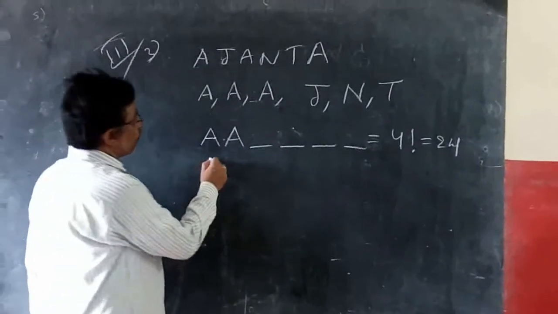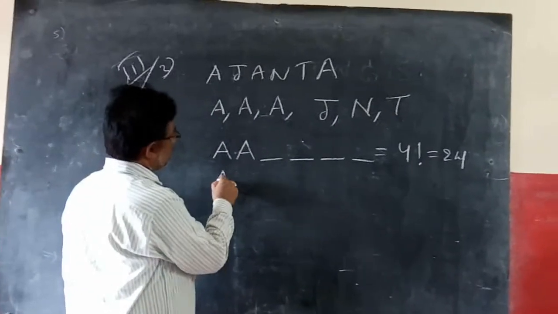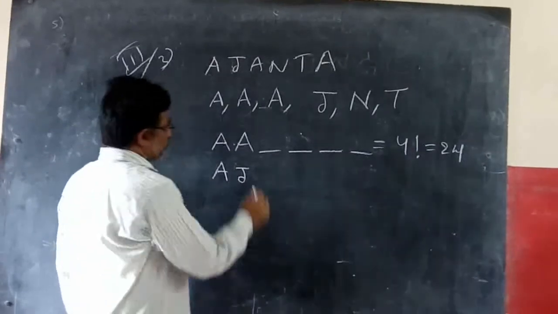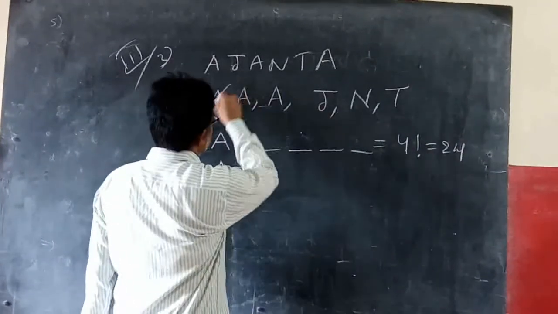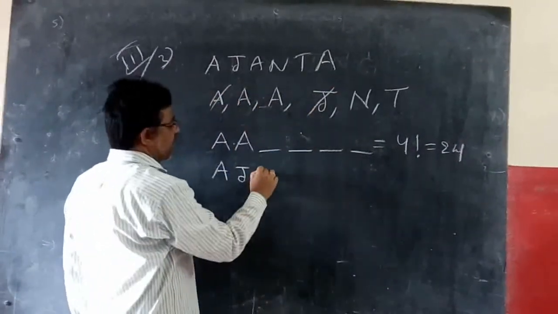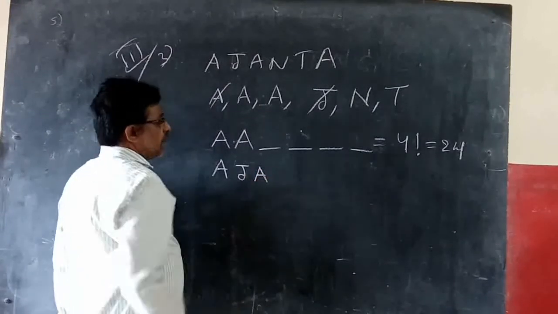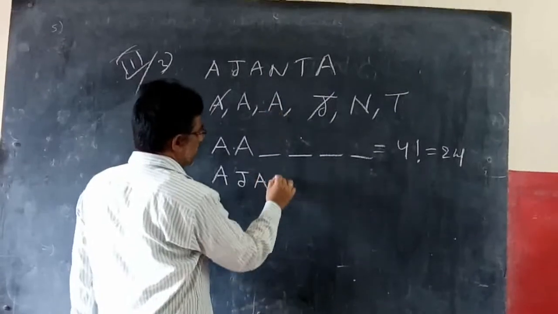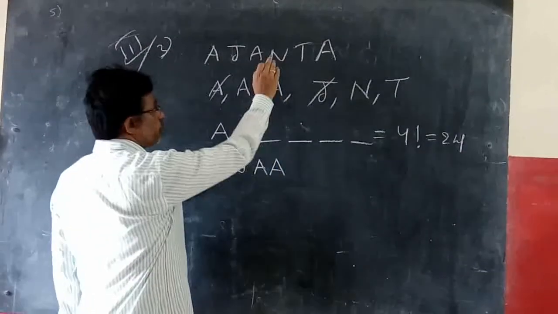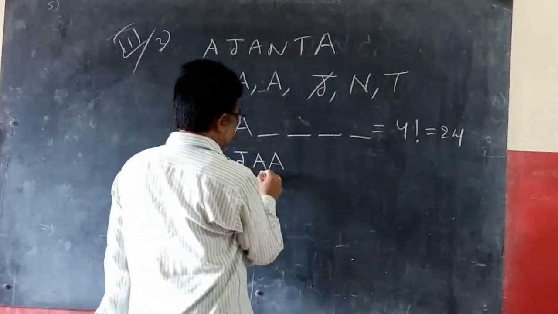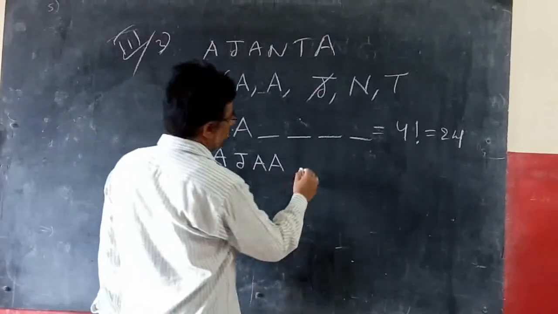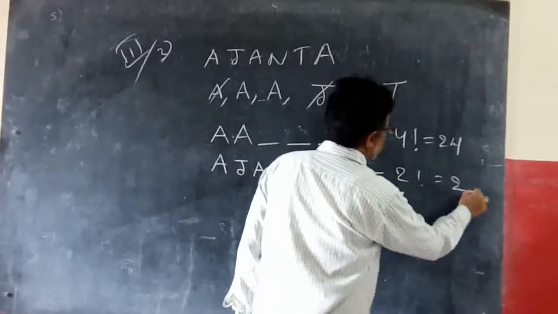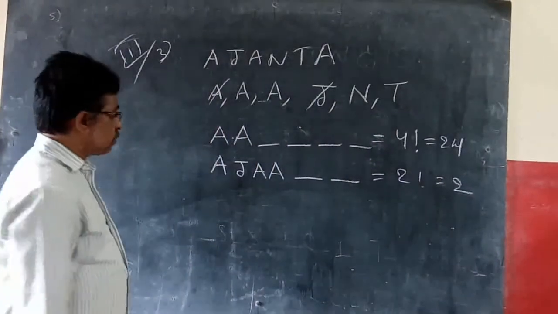Next, after A, J will come. AJ. After J, according to dictionary order, A will come. So we want AJ, then A only. But we want N. With AJ, AA, how many words will be there? The 2 more letters can be arranged in 2 factorial ways. So this is 2 ways you can arrange.